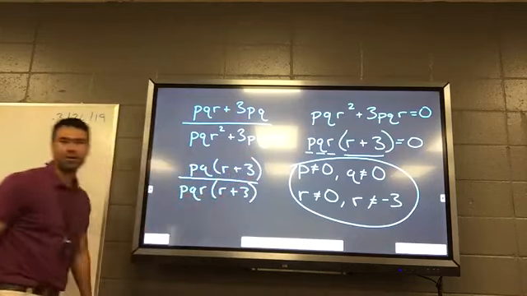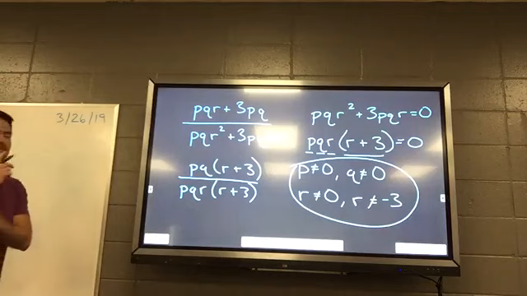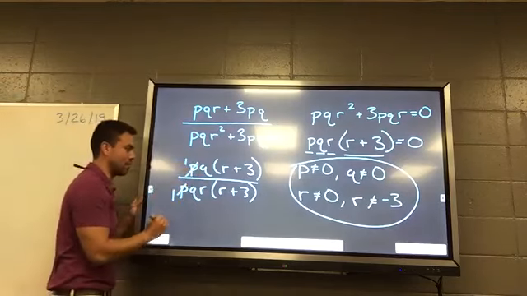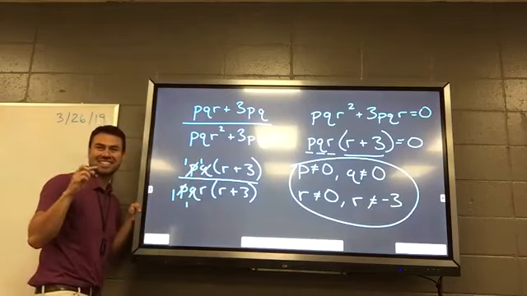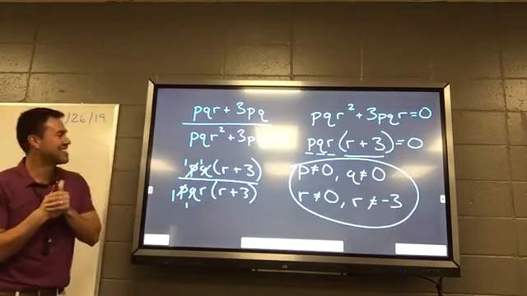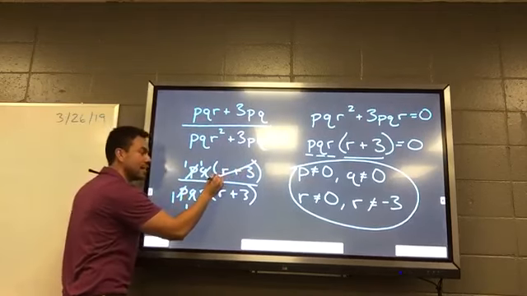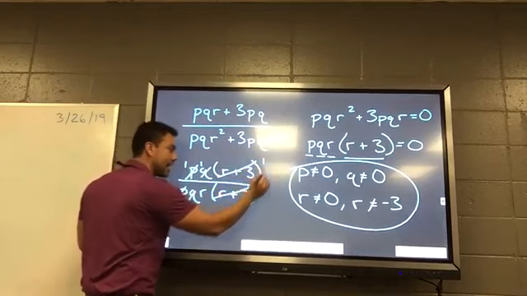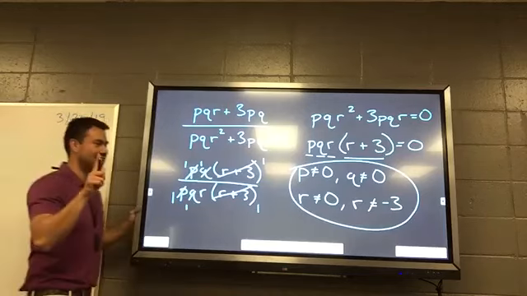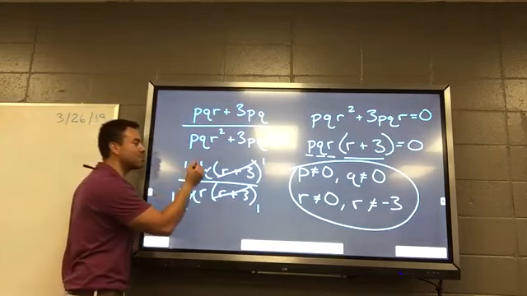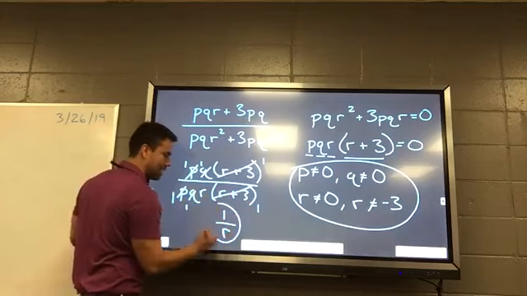All right, here's the fun part. What cancels out? Okay, the P's, that's 1 over 1. The Q's, that's also 1 over 1. Wait, R plus 3 and R plus 3 can cancel out. So it's just 0 over R. No, not 0. 1 over R. What's 1 times 1 times 1? 1. What's 1 times 1 times R times 1? That's the simplified version.